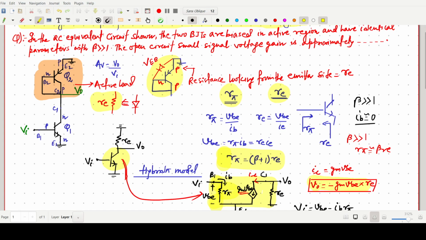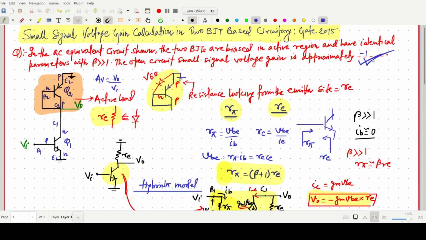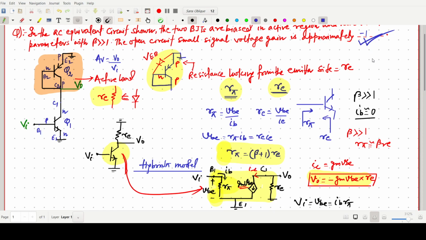Similarly, we can easily find the V naught value, minus gm into RE, with the current going in the upward direction, and VBE, which is basically IB into r pi. So this is all about this question. The final answer is minus 1. We can write it as minus 1, no unit. This is all about this question, but the main focus is on this one.